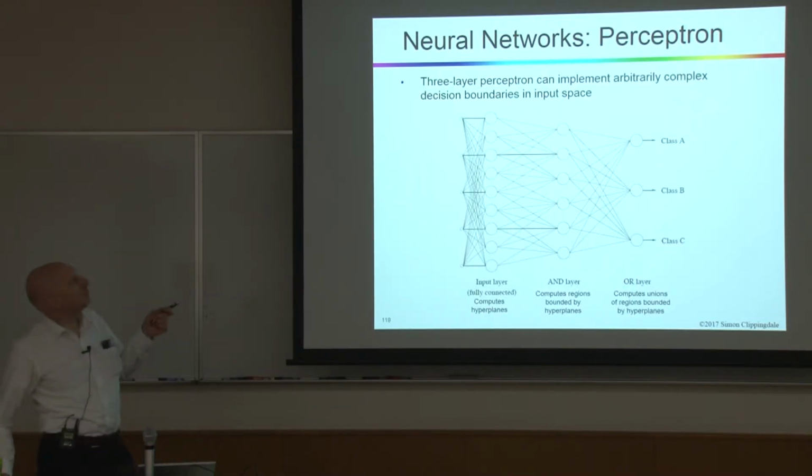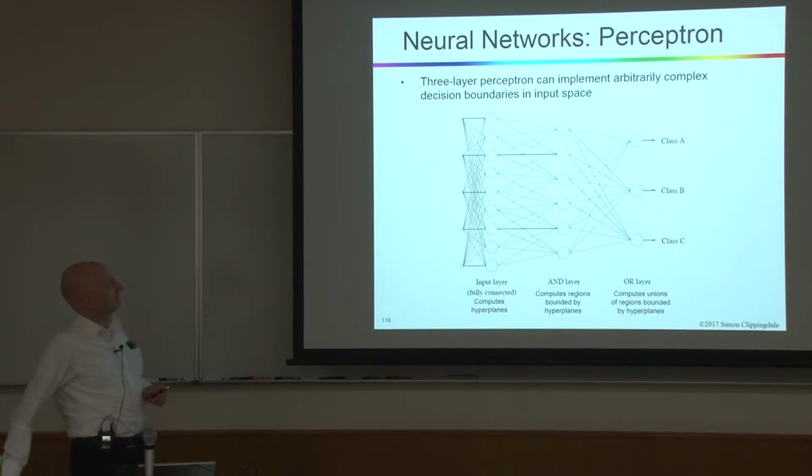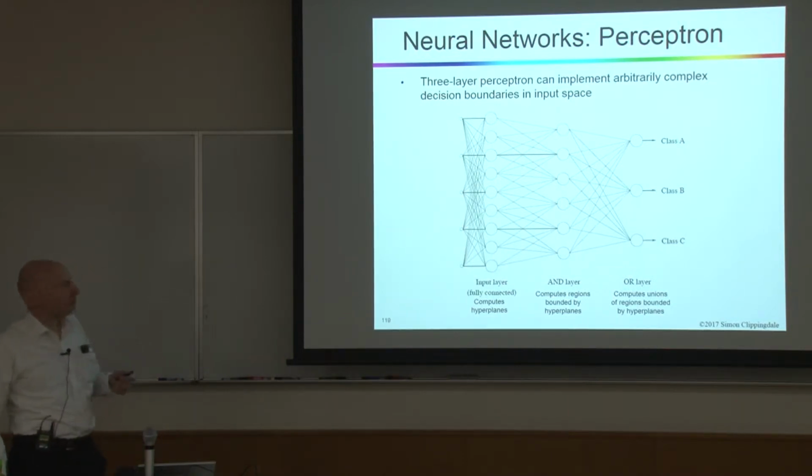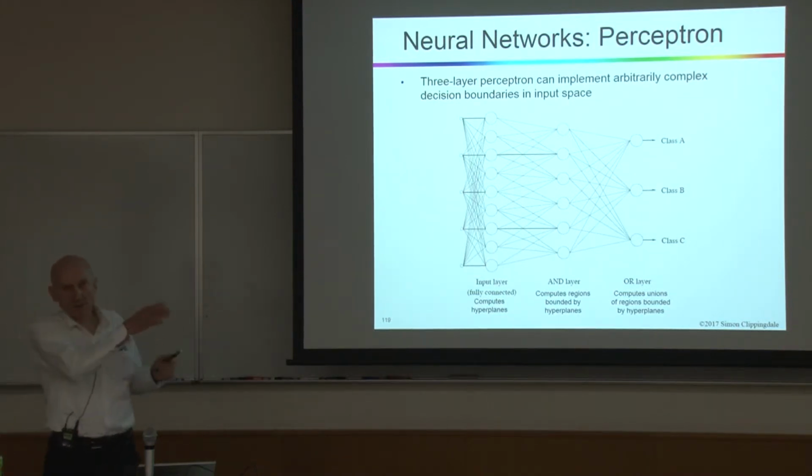In general, if you have a 3-layer perceptron, you can show that you can solve, in theory, any decision boundary. You can create any decision boundary in your input space that you like. Here's some inputs. There are 3 layers. The input layer is fully connected. These are all shown fully connected, actually meaning that every unit in every layer is connected to every unit in the next layer.